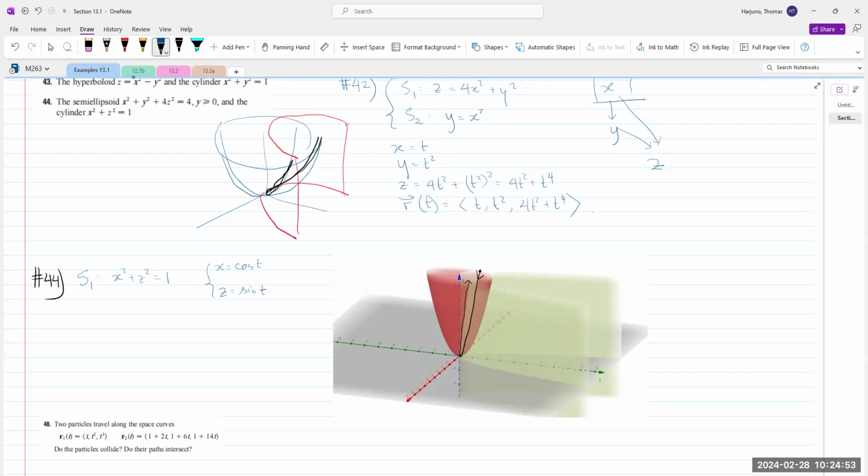Okay, now for S2 we get x squared plus y squared plus 4z squared equals 4. Now let's solve for y here. y squared equals 4 minus x squared minus 4z squared. In other words, y is supposed to be plus or minus, but we know that y has to be positive, right? y has to be non-negative. So y is the square root of 4 minus x squared minus 4z squared.